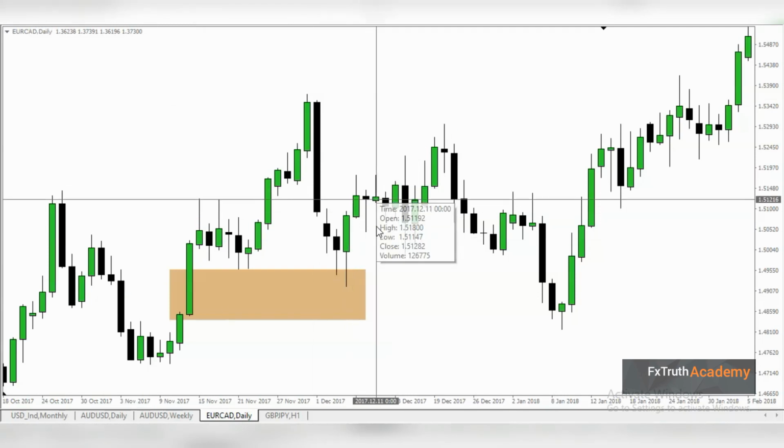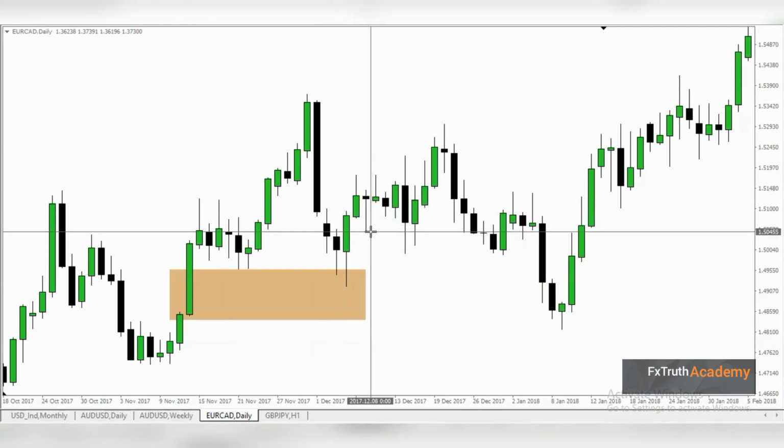Or you'd have waited for price to trade back into this order block, into the high of the order block, and you'd have entered. Or you'd have waited for this lowest price here, just into the order block, just below the mean threshold a little.